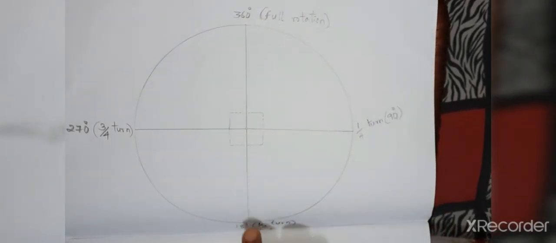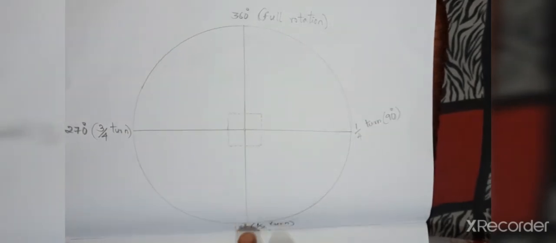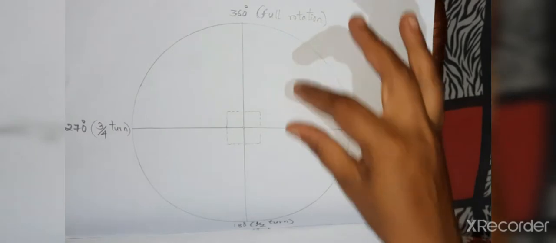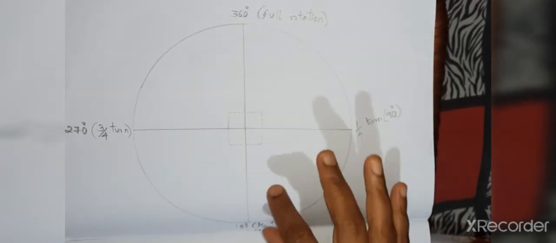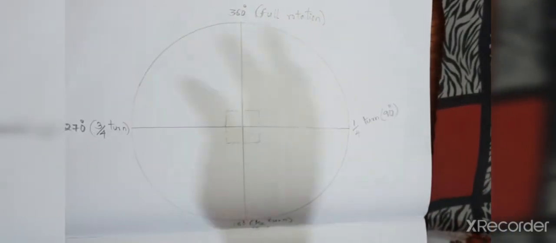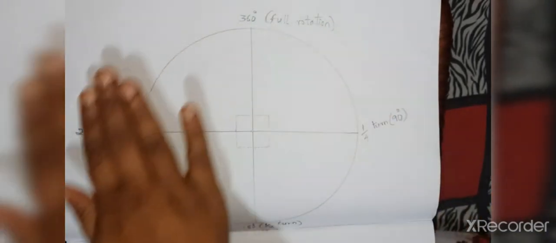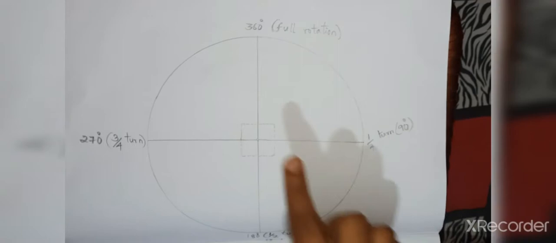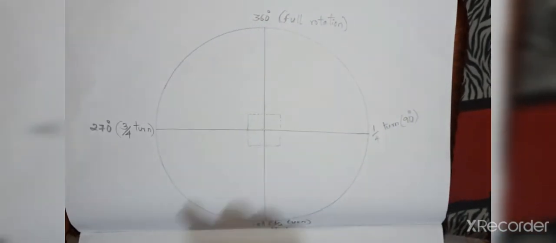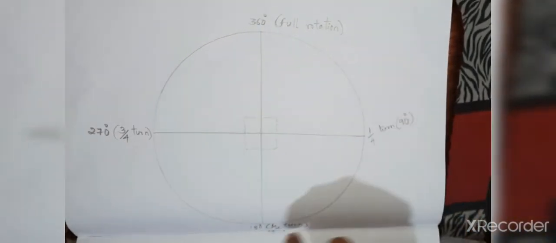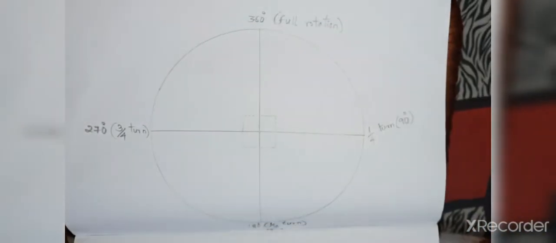The other part 90 degrees. The third part also 90 degrees and the fourth part also 90 degrees. So 90 plus 90, 180 plus 90, 270 plus 90, 360. Okay, this is how we call it. 1/4 turn means 90 degrees. Half a turn means 180 degrees. 3/4 turn means 270 degrees. Full rotation means 360 degrees.